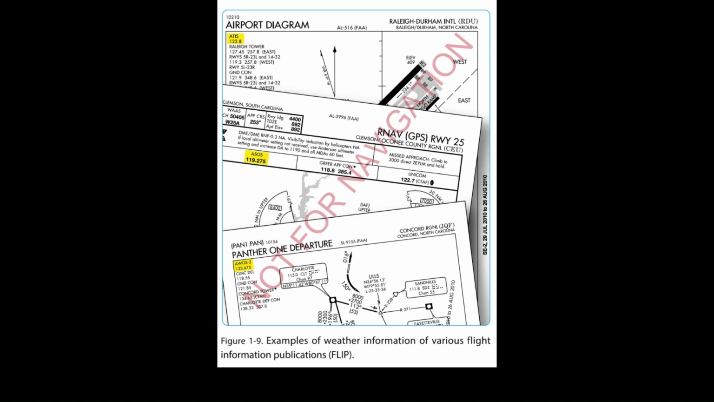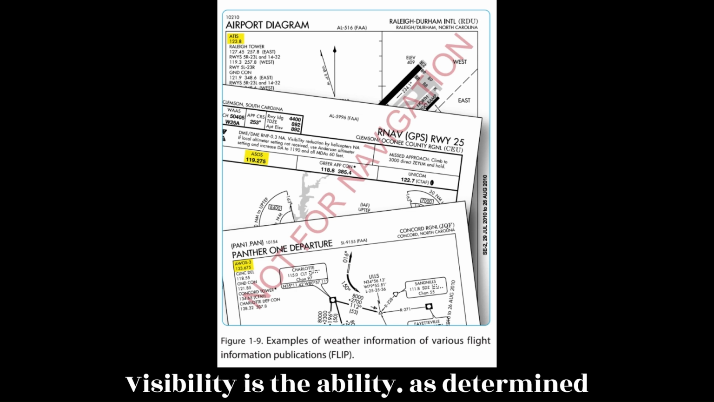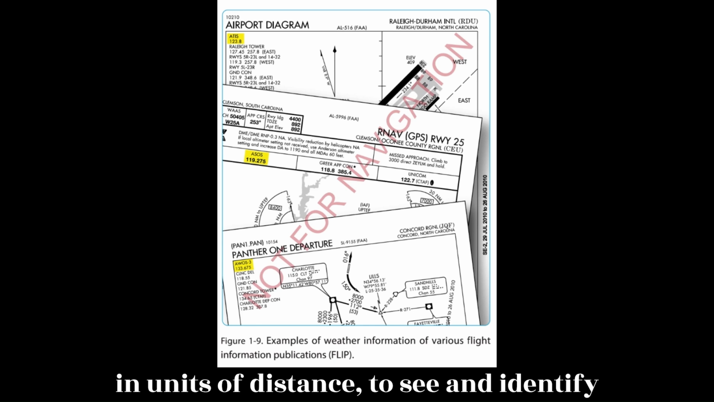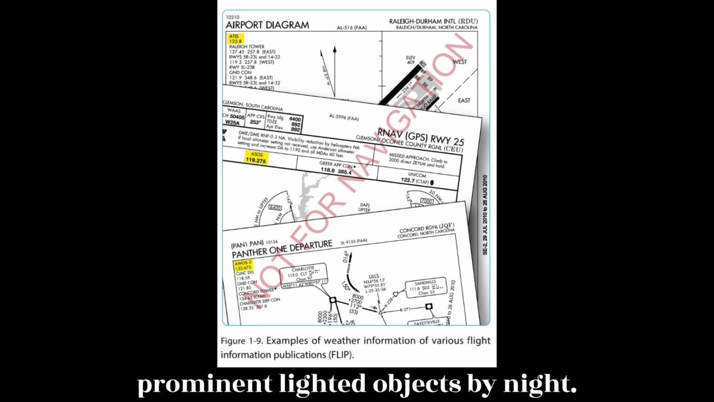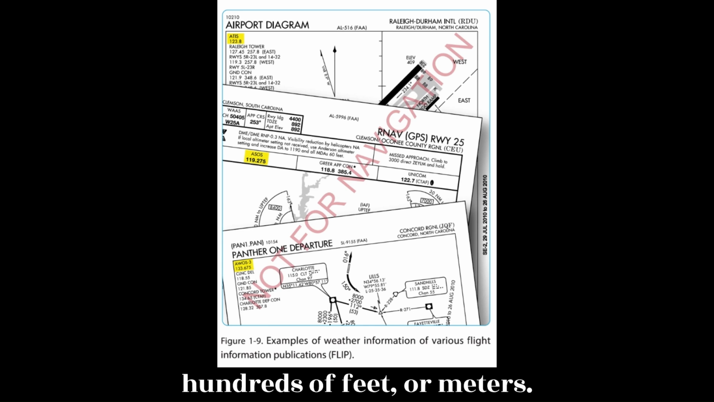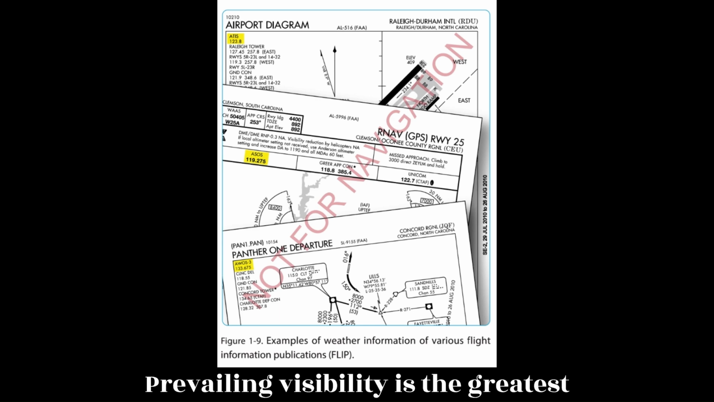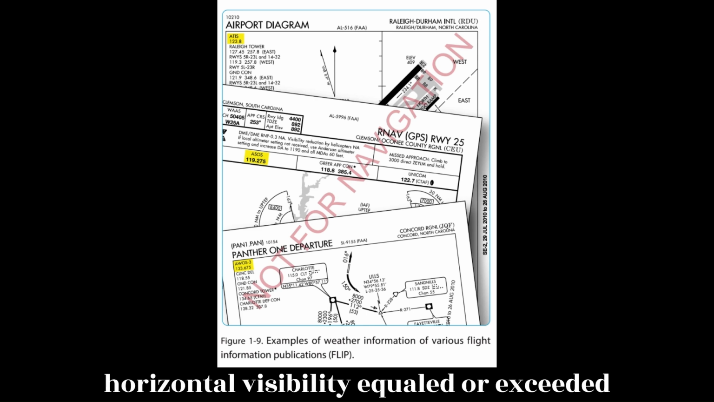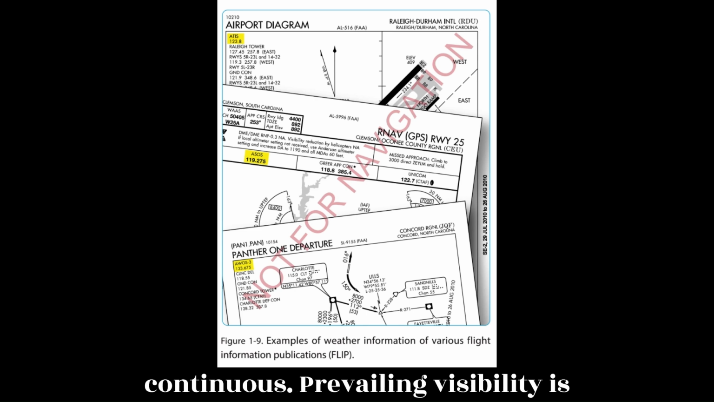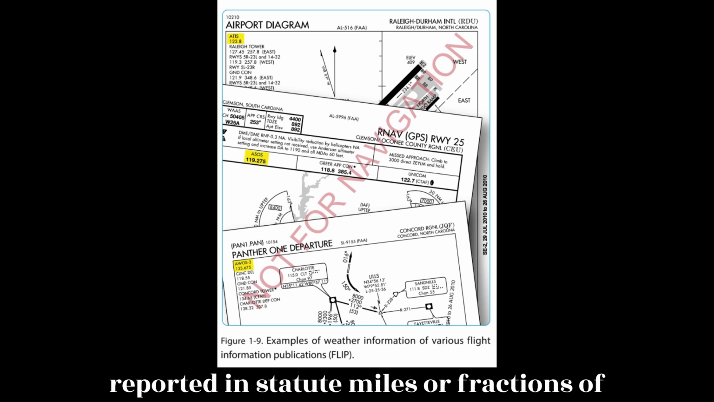Visibility. Visibility is the ability, as determined by atmospheric conditions and expressed in units of distance, to see and identify prominent unlighted objects by day and prominent lighted objects by night. Visibility is reported as statute miles, hundreds of feet, or meters. Prevailing visibility. Prevailing visibility is the greatest horizontal visibility equaled or exceeded throughout at least half the horizon circle, which need not necessarily be continuous. Prevailing visibility is reported in statute miles or fractions of miles.